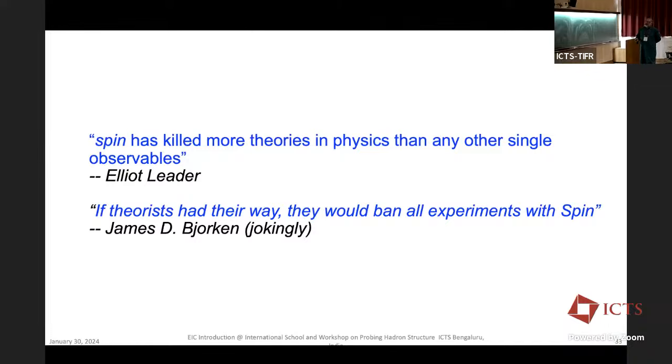So Elliott Leader and James Bjorken, you heard named in the previous lecture. They are two very senior theorists, and these are some quotes from them. In the 1960s and 70s, people were discovering new particles, hadrons, and they were scattering off of each other and coming up with theories about what they might be and how they might behave and how QCD might evolve. We didn't know QCD at that time, but strong interactions. And then somebody would come and say, oh, if you think you know the theory, let's put spin on it.